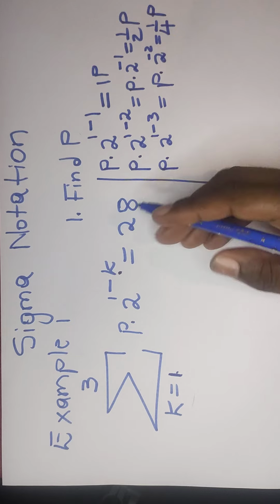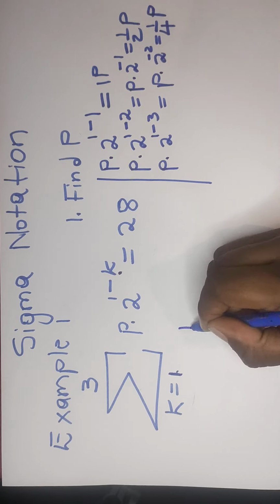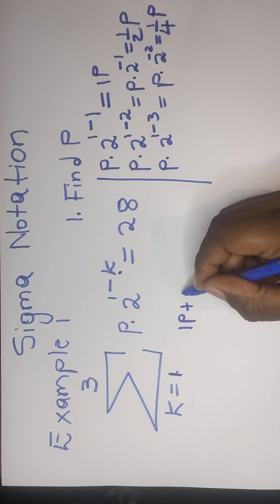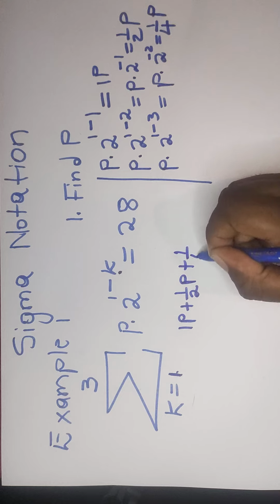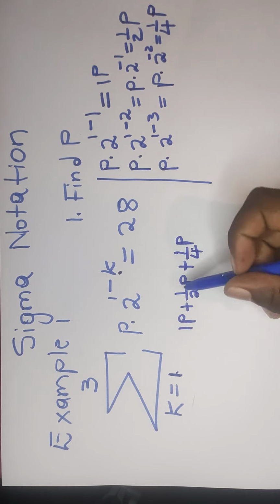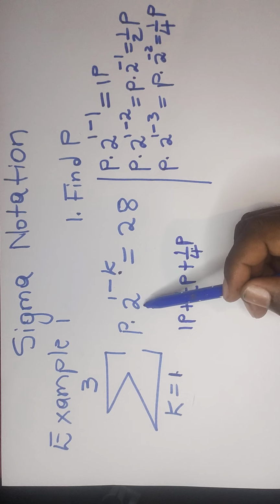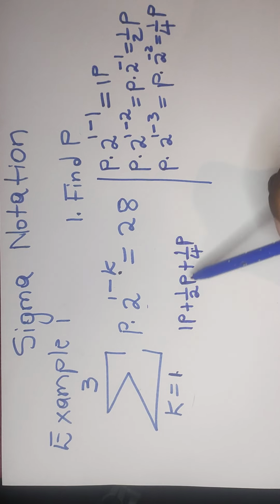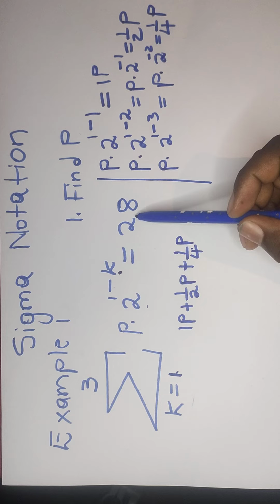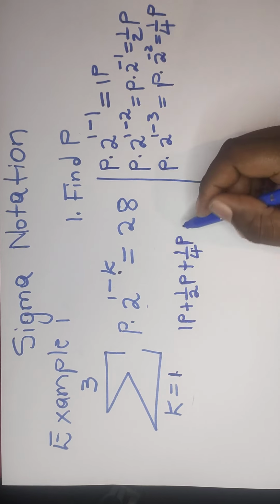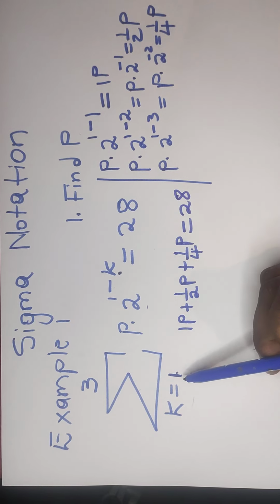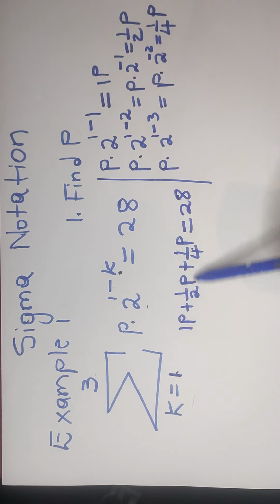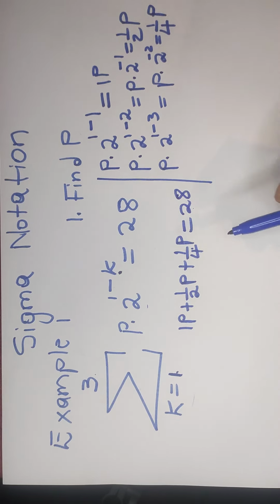So the first three terms of this series are 1p, next one is half p, and then it's 1 all over 4p. So what this sigma notation is telling us is that if you add all of these terms, you must find 28. So we must equate to 28, because the sum starting from 1 ending by 3, the sum of all these terms, they must give you 28.